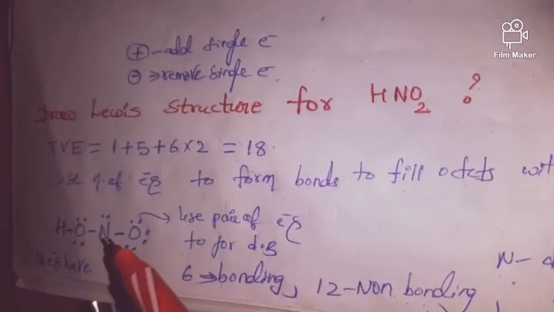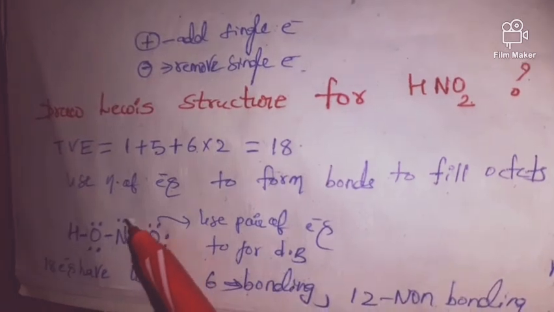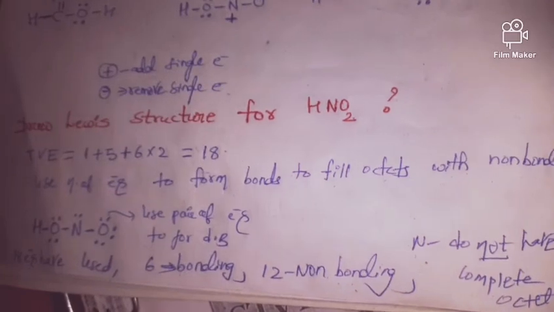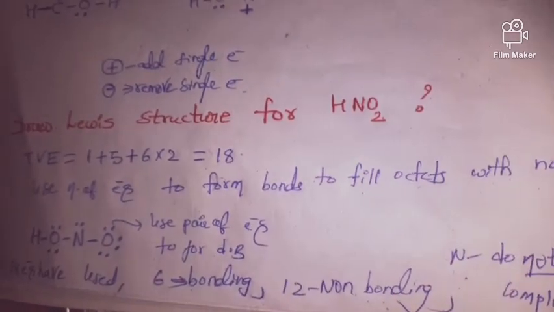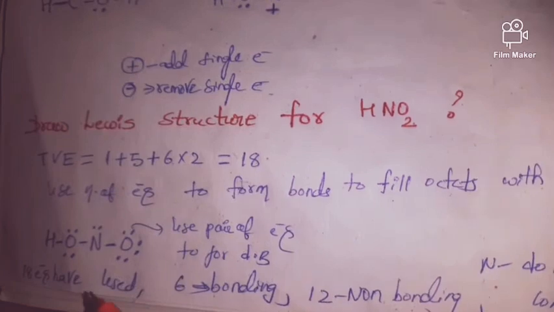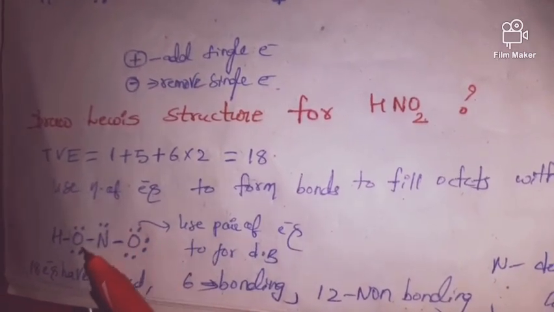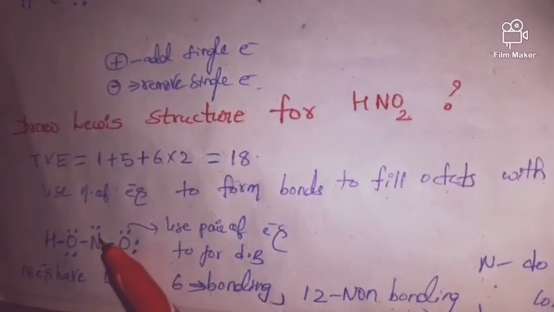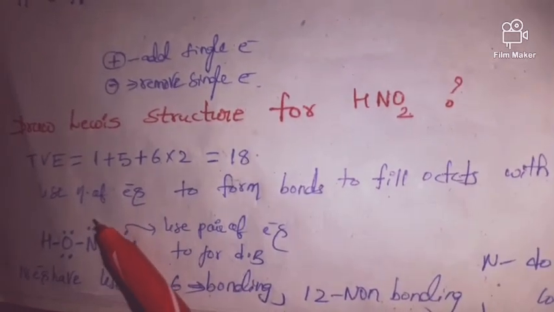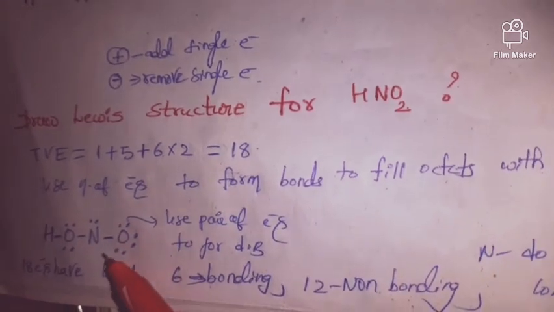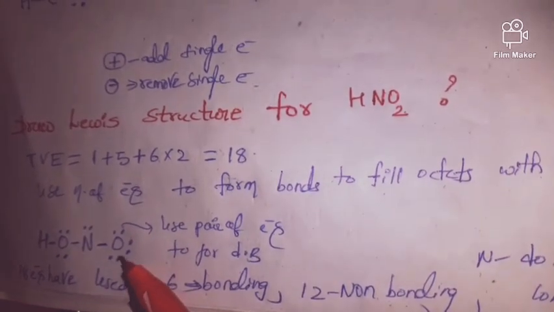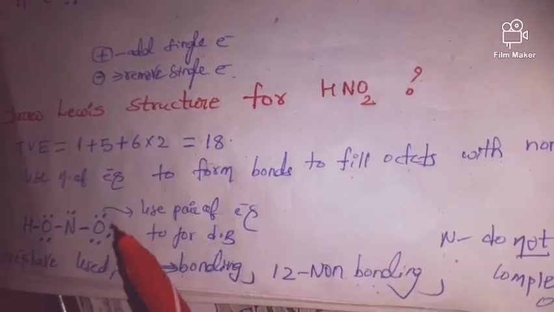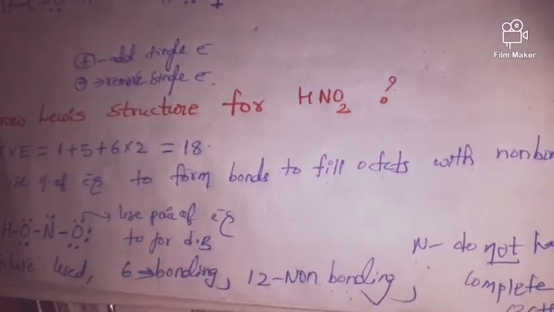But if we observe the octet for nitrogen, nitrogen should also obey its valency. But here, for the nitrogen only 4 electrons are present near it, but we know the valency of nitrogen is 5. That means here it is not obeying its valency. So now what we have to do is use this pair of electrons for a double bond.